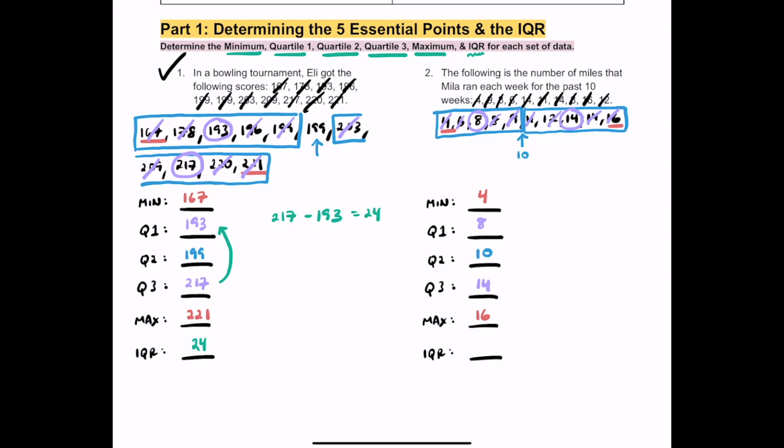Okay. Finally, what we're going to do is we're going to take Q3 and subtract Q1. So that's just going to be 14 minus 8. That'll give us the IQR. So half of the data is only 6 apart from each other. So a smaller IQR than in number 1, which means the data is closer together. Or the 50% in the middle is closer together. Okay, so that's 1 and 2. Let's keep on moving on here.